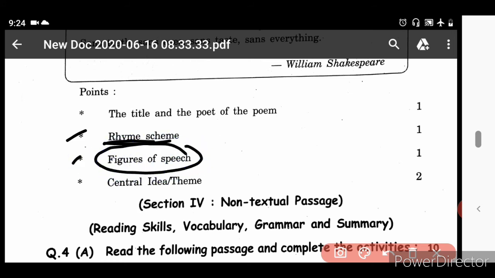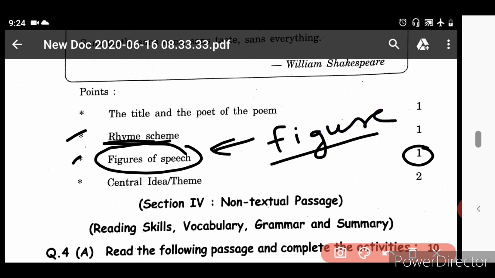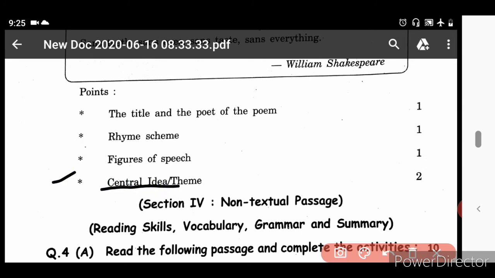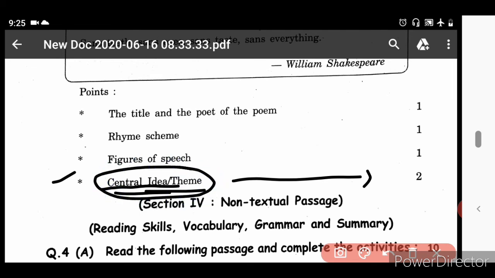This is also a very important topic, figures of speech. This is for 1 mark, and you have to learn figures of speech from your grammar book. While reading any poem you will find figures of speech in it. And after reading the poem, you will get the central idea or the theme of the poem. This is for 2 marks, and you have to write 4 to 5 lines, 4 to 5 sentences as an answer of this central idea.